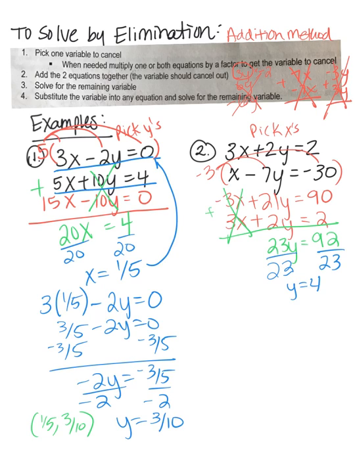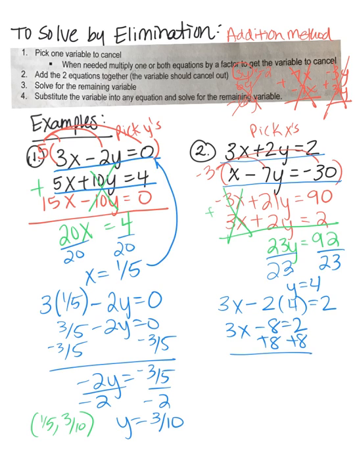All right, so I'm going to take that back to either of the two equations, either my 3x plus 2y equals 2, or my x minus 7y equals -30. Again, it's up to you. I like smaller numbers, so I'm going to use that first equation. So I'm going to say 3x plus 2 times 4 equals 2. So I got 3x plus 8 equals 2. Subtract that 8. 3x equals -6, divide by 3, x equals -2.